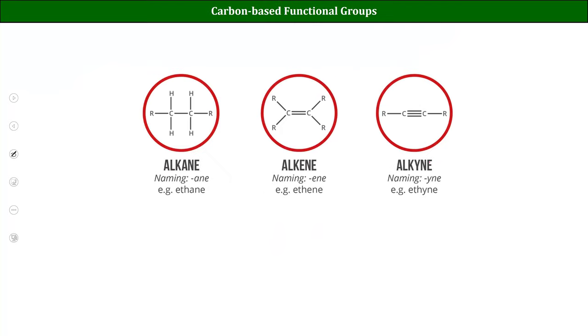All right, so here's the list. The ones that I'll actually test you on are the ones that I pulled out separately on the next few slides. The hydrocarbon ones are alkanes, alkenes, alkynes. Those are the ones I'll actually test you on naming them as well.